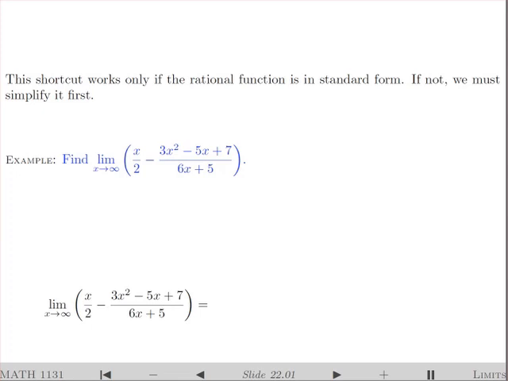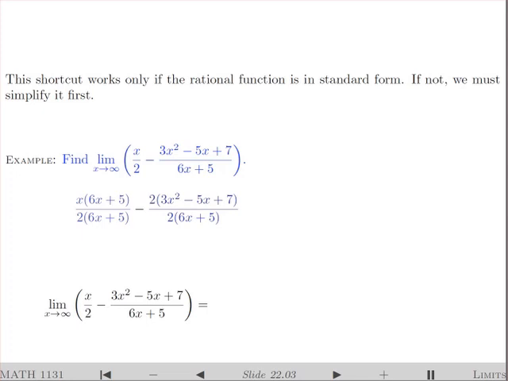We can get around this by rewriting the expression as a rational function in standard form. In other words, we want to combine the two fractions into a single fraction by using a common denominator. The least common denominator will be 2 times 6x plus 5, and I rewrite each fraction having that as a denominator. So in the first fraction, I need to multiply the numerator also by 6x plus 5. In the second, I need an extra factor of 2.